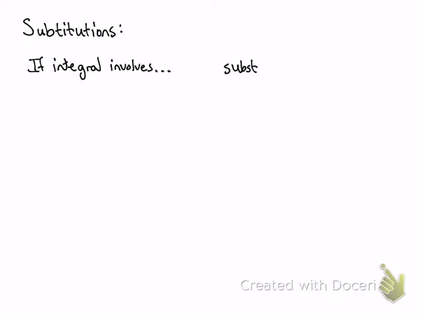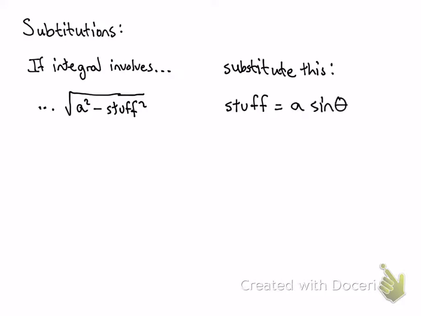And these work because of the way the trig identities work out. So if your integral involves the square root of a number squared minus variable stuff squared, so a is a number, the stuff involves the variable, you want to make the substitution that stuff equals the number times sine theta. So in the previous example we had the square root of 4 minus x squared, so the stuff was just x, so x equaled, well, 4 is 2 squared, so x equaled 2 sine theta.